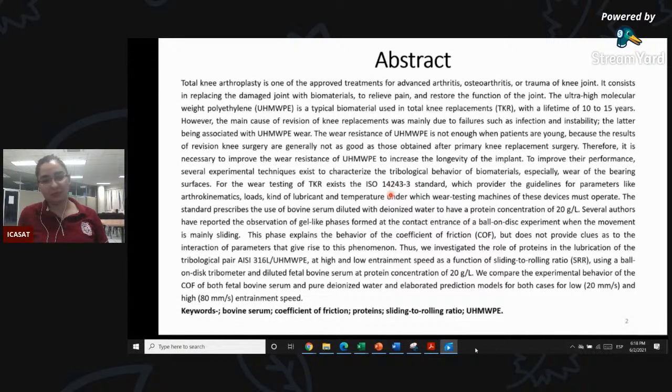This standard mentions that the lubricant to use is bovine serum diluted with deionized water to have a protein concentration of 20 grams per liter. In this research, we investigate the role of the proteins in the lubrication of the tribological pair, stainless steel 316L and ultra high molecular weight polyethylene, at high and low entrainment speed as a function of the sliding to rolling ratio using a ball-on-disc tribometer and diluted fetal bovine serum at a protein concentration of 20 grams per liter, because we want to compare the experimental behavior of the coefficient of friction of both fetal bovine serum and water and elaborate prediction models for both cases for low and high entrainment speed.